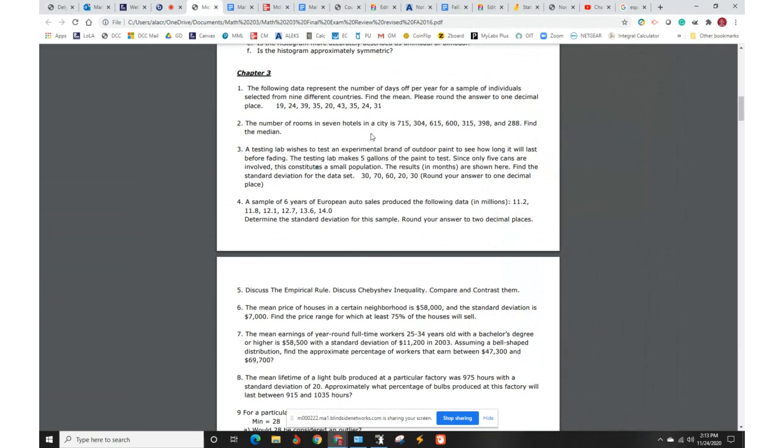Now you remember the median. In order to find the median, you've got to order them.